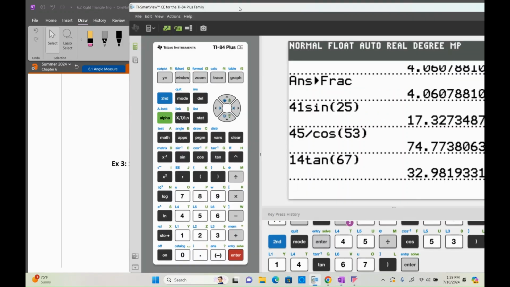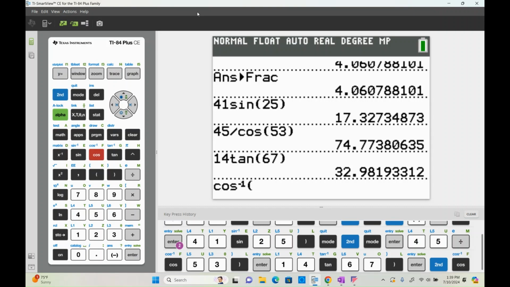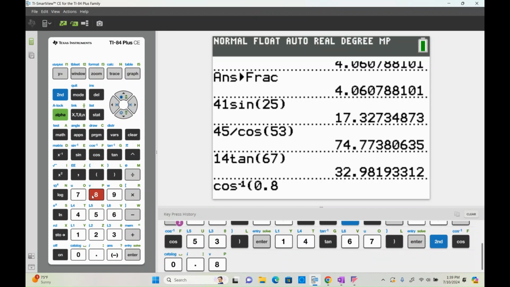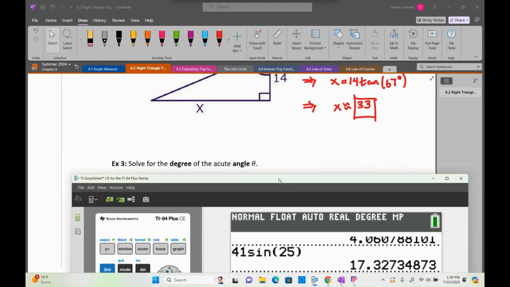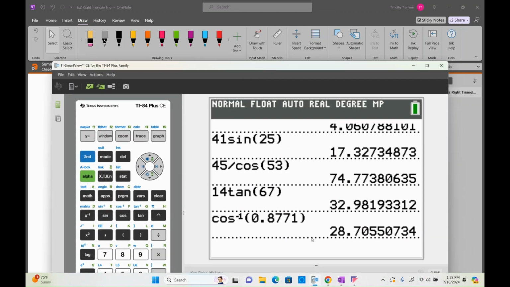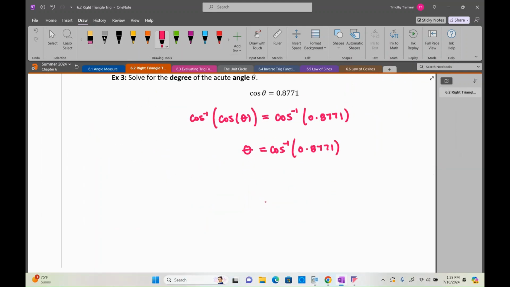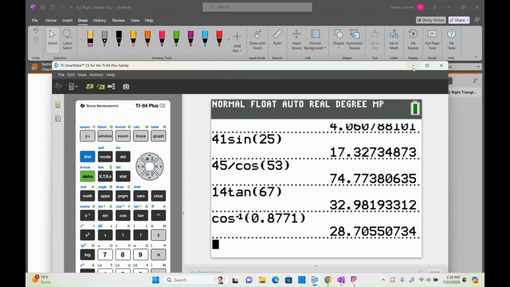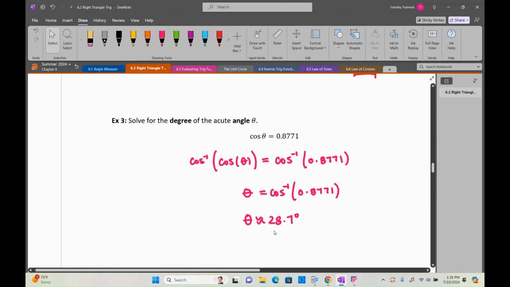And it does say to leave our calculator in degrees for this one. So what was it? Cosine inverse of 0.8771. So this one here says to, let's see. It doesn't say what to round to here. So let's just say 28.7 degrees. There we go. Let's just double check that. 28.7. Okay. All right, there we go. So that's all we would need to do for that.